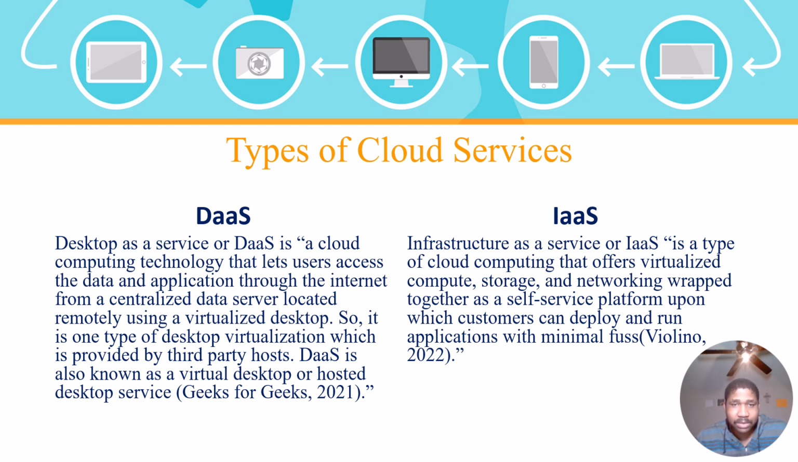The next two types of cloud services are DaaS and IaaS. DaaS is desktop as a service, which is a cloud computing technology that lets users access their data and applications through the internet from a centralized data server located remotely using a virtualized desktop. IaaS is infrastructure as a service, which is a type of cloud computing that offers centralized compute, storage, and networking wrapped together as a self-service platform upon which customers can deploy and run applications with minimal fuss.